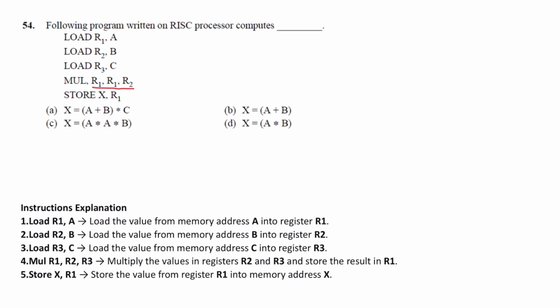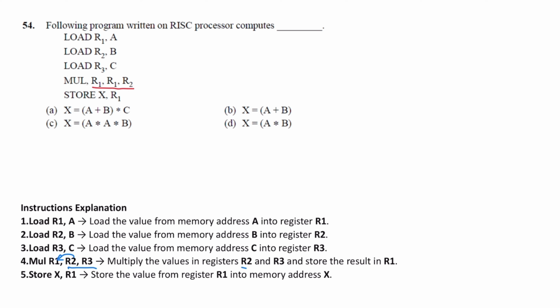Load R2, B loads the value from memory address B into the register R2. Load R3, C loads the value from memory address C into the register R3. Now multiply R1, R2, R3: multiply the values of registers R2 and R3 and store the result in R1. Store X, R1: store the value from register R1 into the memory address X.